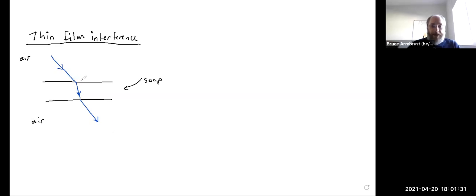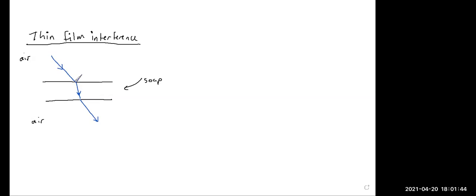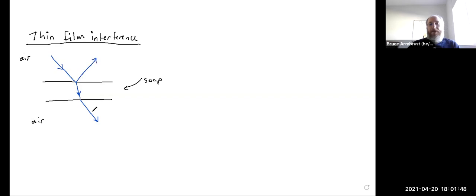But what else happens at this line right here, where the air and the soap meet? There's not just refraction. There's reflection too. There's also some reflection, right? We've seen that every time we hit one of these surfaces, there's reflection and refraction both happening, unless you get total internal reflection. But in general, you have both.